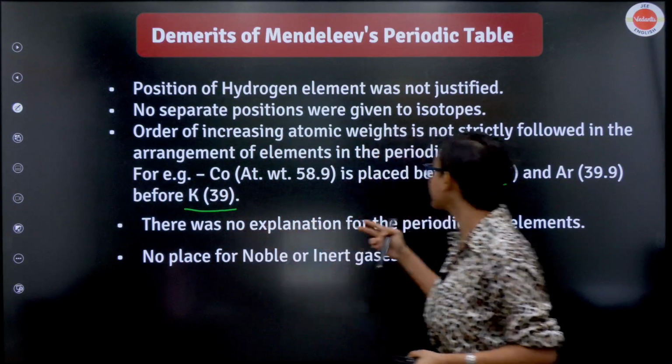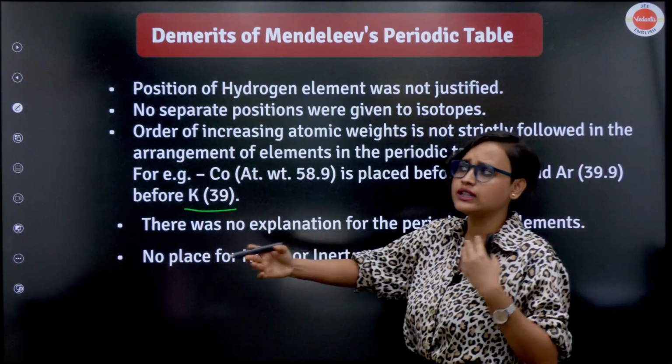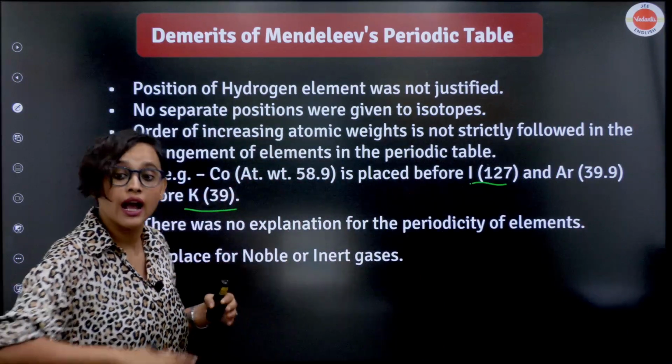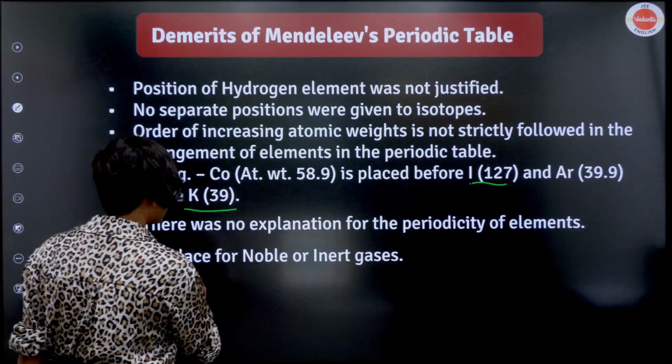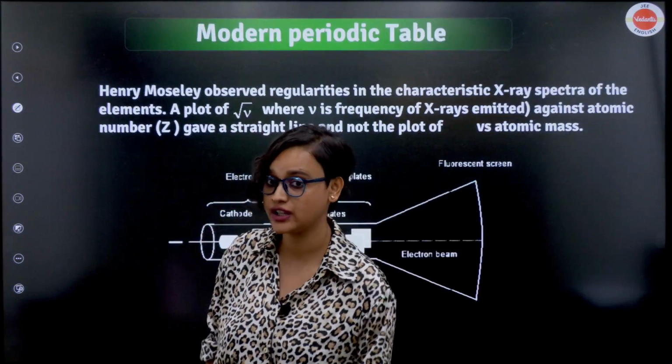Now, there was no explanation for the periodicity of the elements. Like, you could see that it was kind of haphazard, right? At a certain point it was haphazard. And also there was no separate place for noble gases or inert gases. So, it failed.